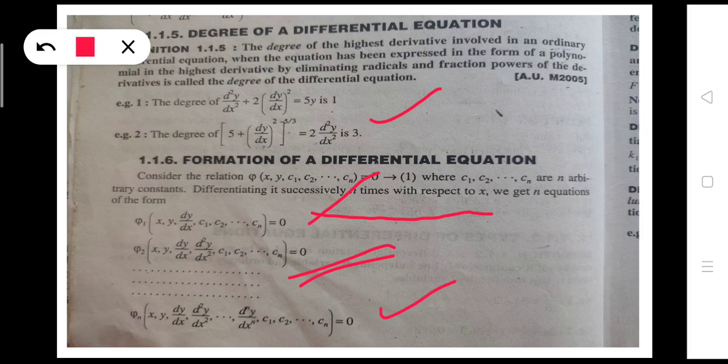Here, what is the formation of a differential equation? Suppose an equation has only one arbitrary constant, that is c1. If it has only one constant, that means it gives a first order differential equation only. Suppose it has two constants, that means this is a second order differential equation. Suppose n constants are there, that is an nth order differential equation.